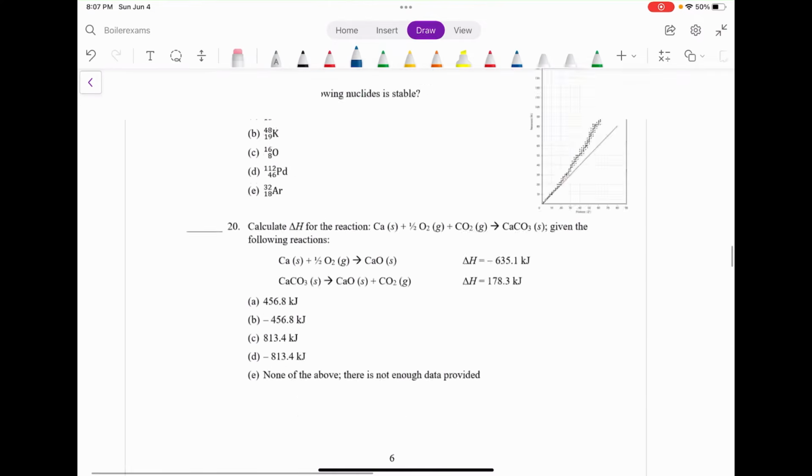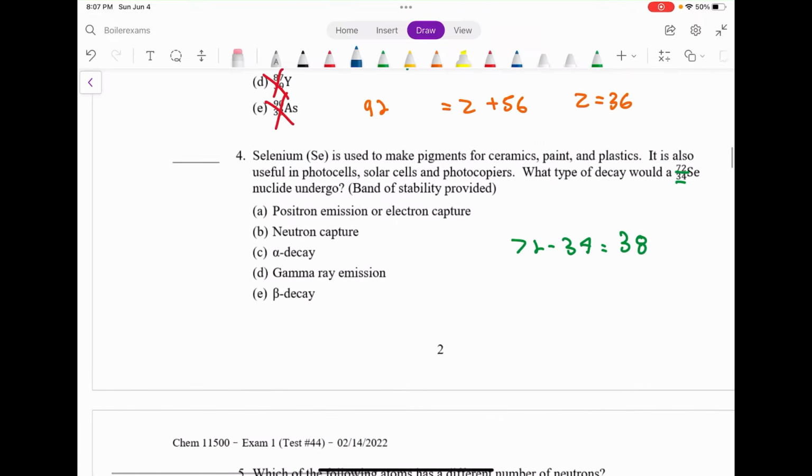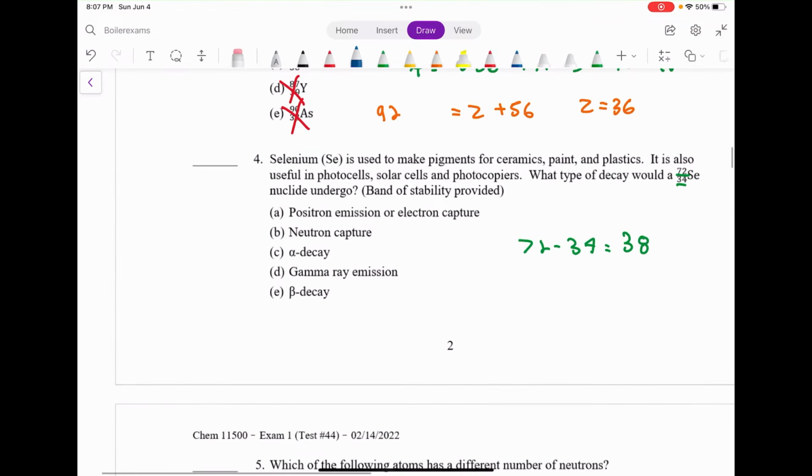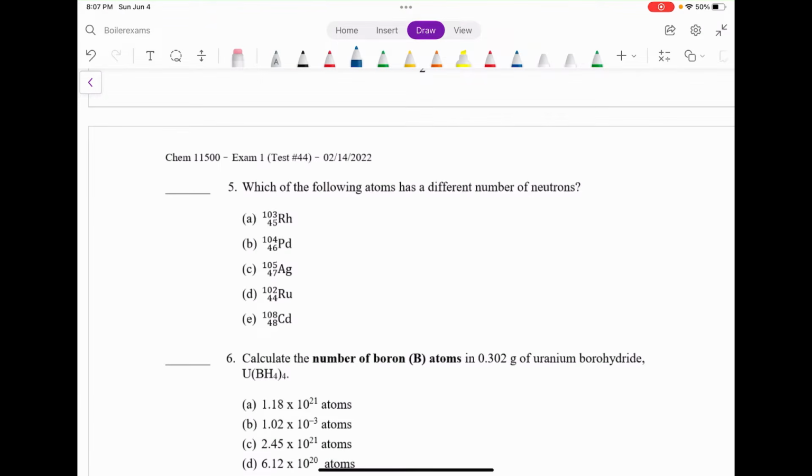Okay, let's see where we're at. Okay, A. That's pretty much what I just said. So there we go, A, which is correct. Okay. Which of the following atoms has a different number of neutrons?